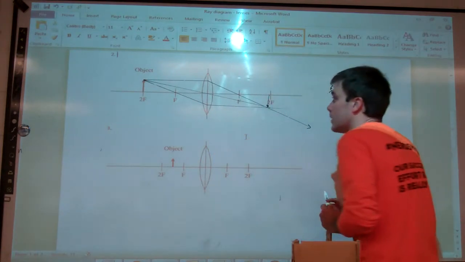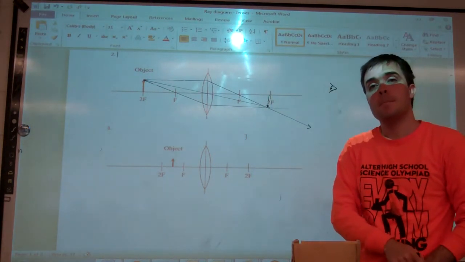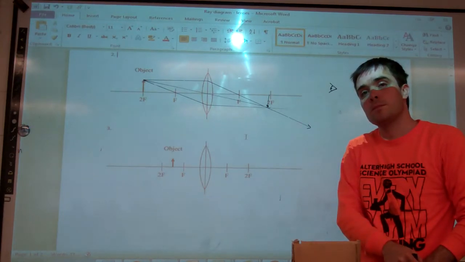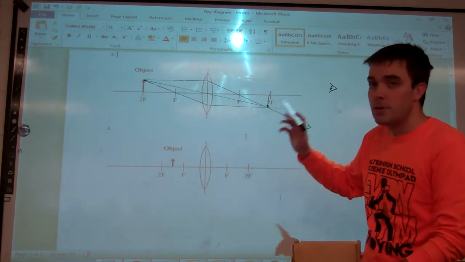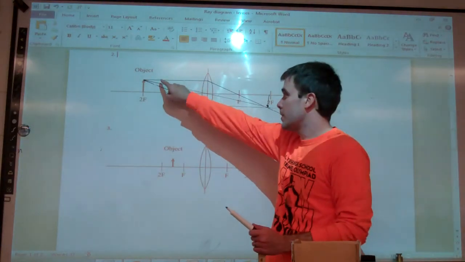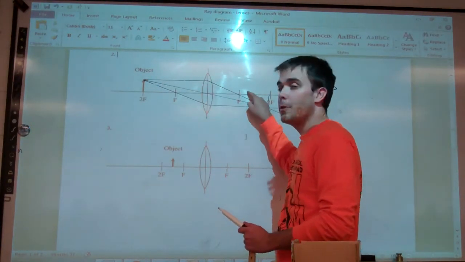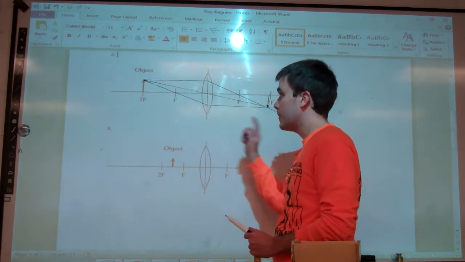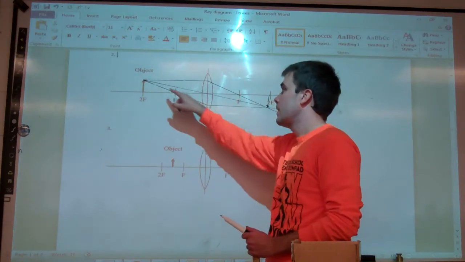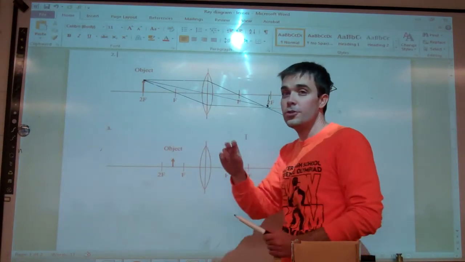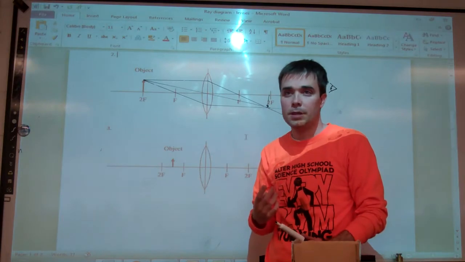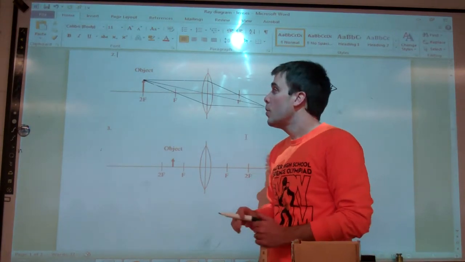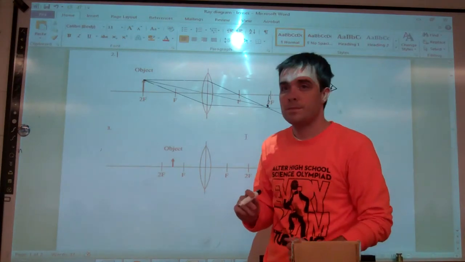I'm just confused because on the last one, wasn't our first line straight through? So you can always, the first one I drew is parallel and then goes through this focal point on the other side. Okay, so one line goes parallel then through the focal point? Yep, the other line goes through the focal point, then parallel. This line just goes straight through. So you can draw 2 of those 3 lines to get where the image is. Any questions about that? Alright, what are the characteristics of this image?